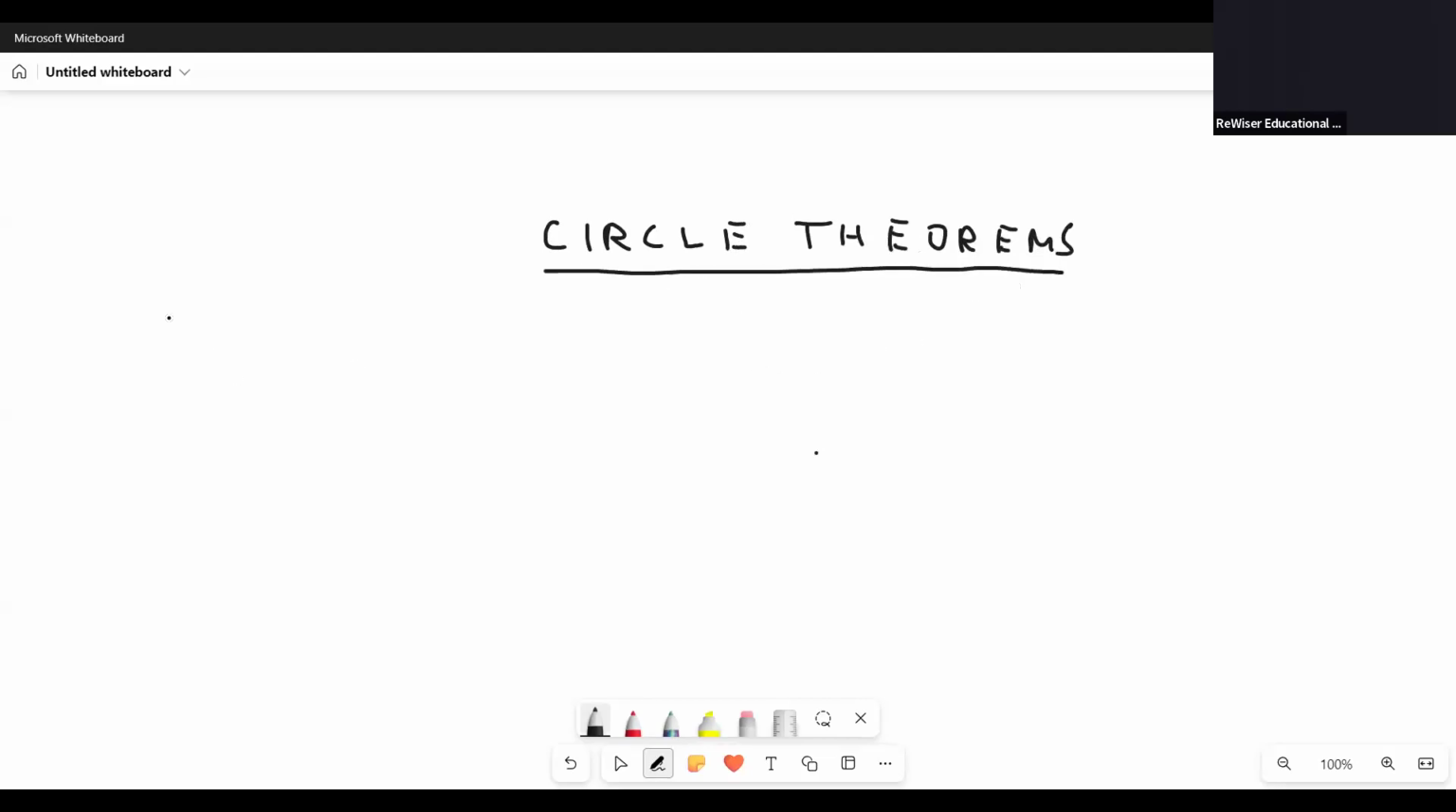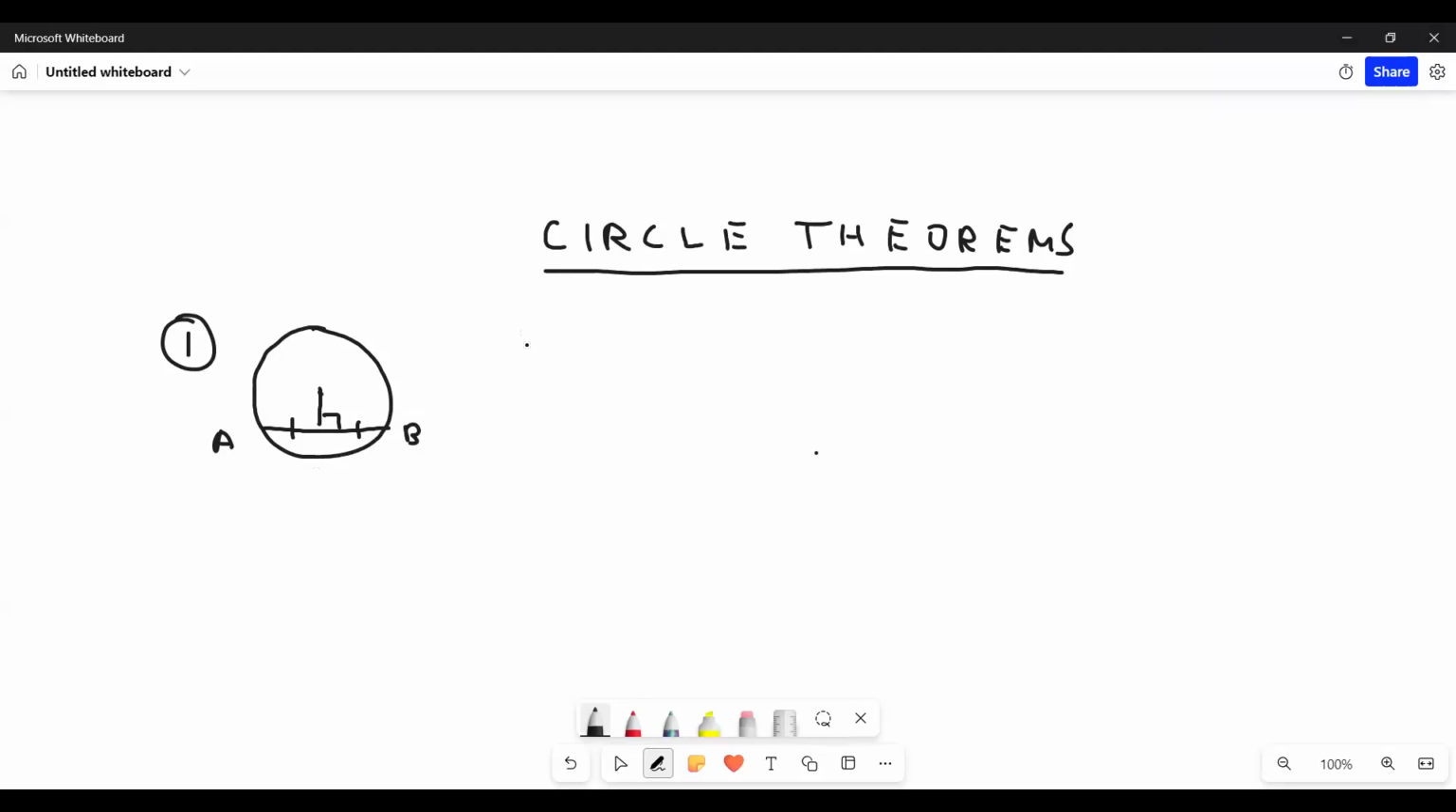Very vital part, right? So according to the first theorem, if that's the center and any perpendicular is drawn on any chord, it will bisect the chord, right? The reverse is also true. That means if any line is bisecting the chord, it has to be the perpendicular from the center. Got that?